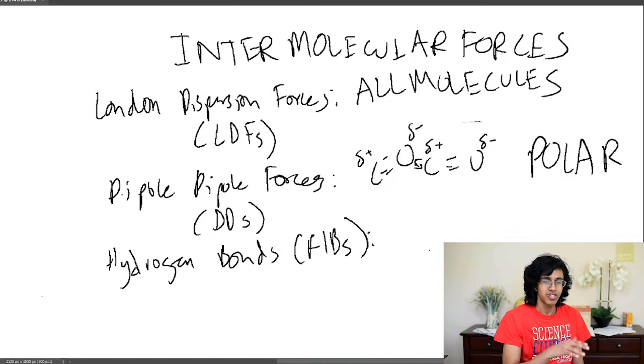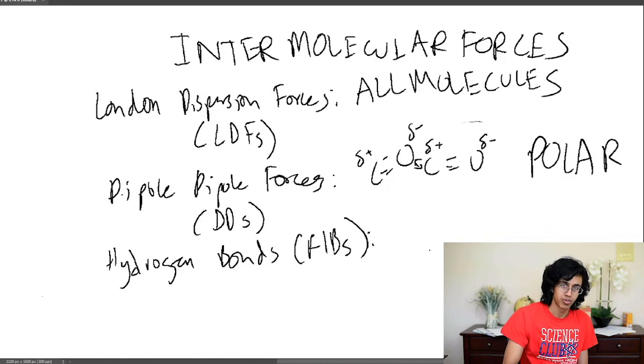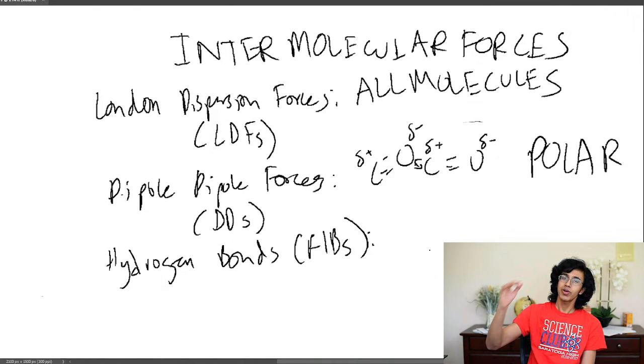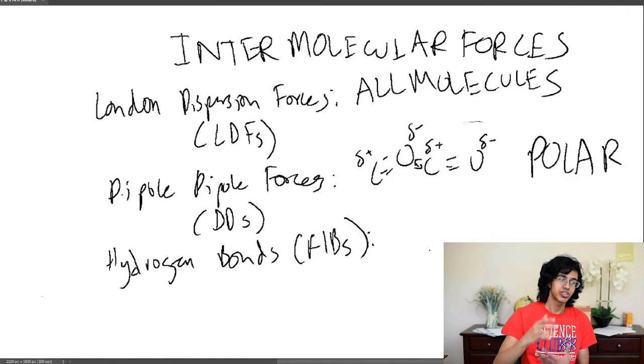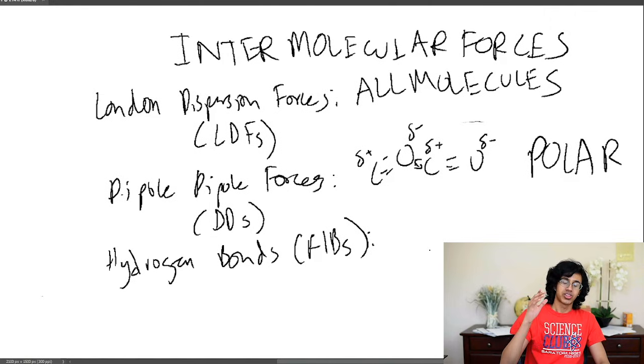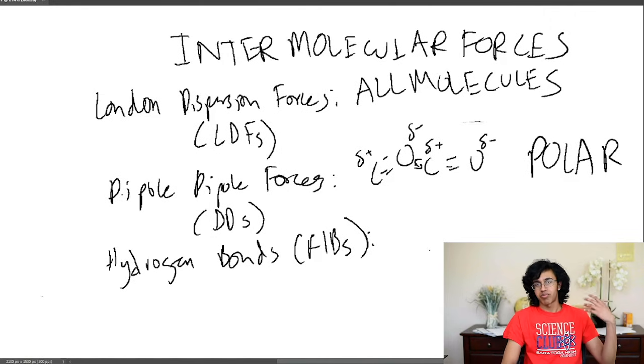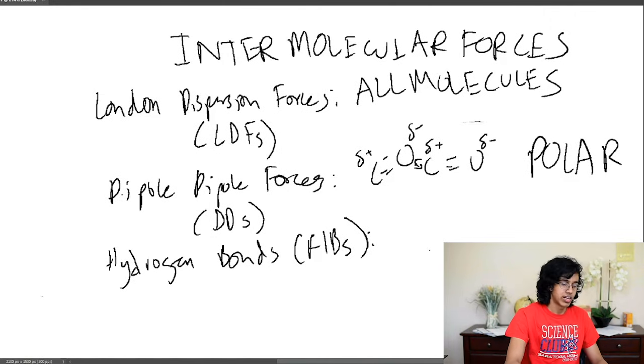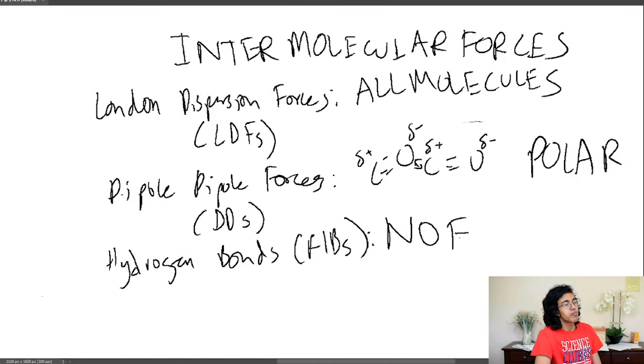HBs. So a hydrogen bond is basically literally just a dipole-dipole force, except with a very big difference in electronegativity. Because the bigger the difference, the bigger the amount of charge they have. And the only way to get such a big difference in electronegativity is to have something paired with hydrogen. Specifically, nitrogen, oxygen, and fluorine, otherwise memorized as NOF.